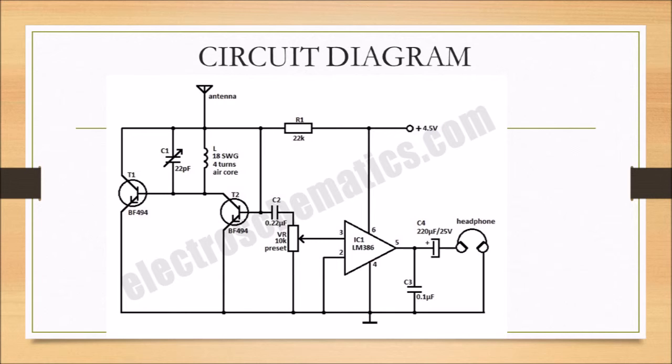FM radio coil. The coil is an important part of the FM tuner. It is made up of 18 SWG enameled copper wire. Wind 4 turns around a ball pen to get a 0.5 cm inner diameter. Remove the enamel from the tip of the wire and solder tightly in the PCB. Trimmer and coil should be soldered very closely. Adjust the spacing of the coil winding if necessary to get the station clearly. Assemble all the receiver components as close as possible to get a better result.